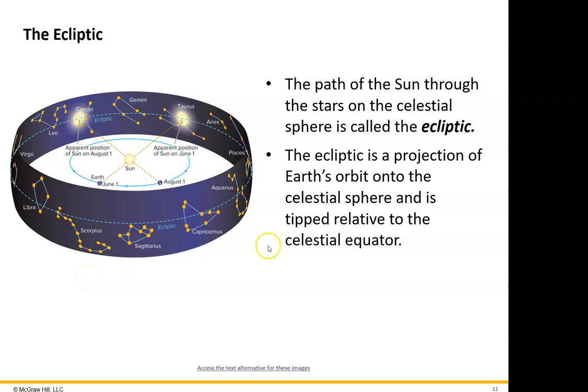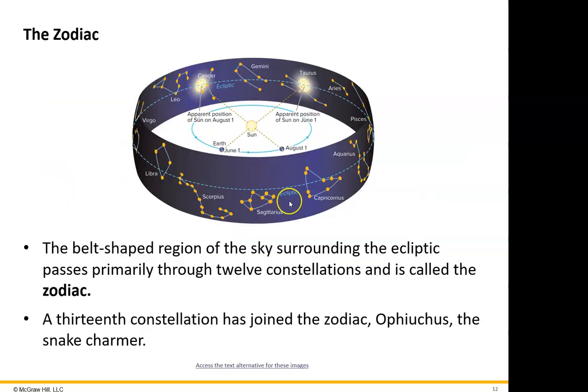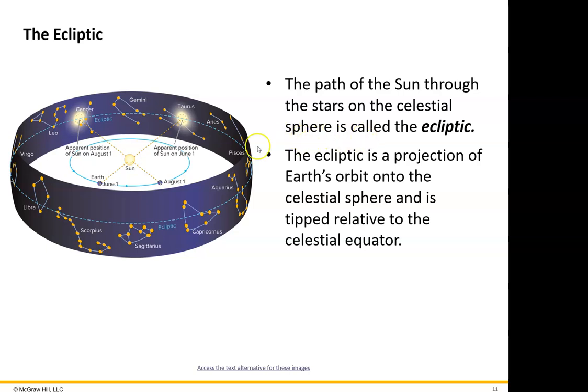All right, these next few slides will hopefully show this in a little bit better detail. This is the ecliptic, the path of the sun on the celestial sphere. Actually, let me go back one real quick. This is really important for us. So you have the ecliptic, which of course is the path of the sun.